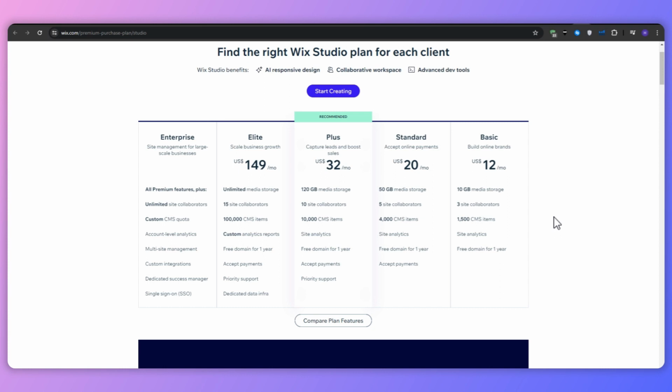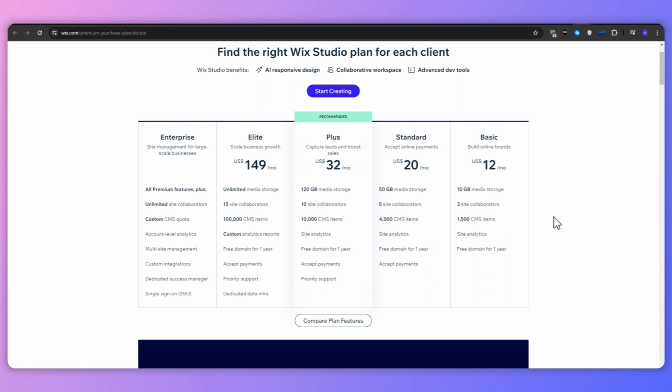For example, if you run a photography portfolio website with a vast collection of high-resolution images, even the generous storage limits of the higher-tier plans may not be sufficient. And similarly, if you operate a large-scale website with numerous contributors, such as a news portal or multi-author blog, the site contributor limits may pose challenges. In such cases, it's crucial to assess your specific requirements and consider alternative solutions or workarounds.